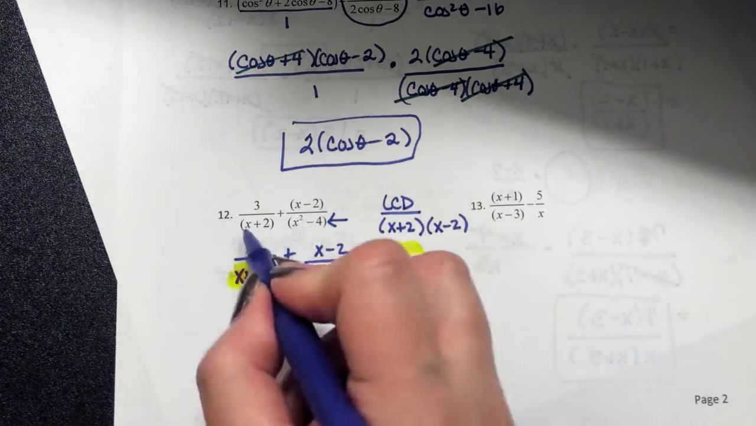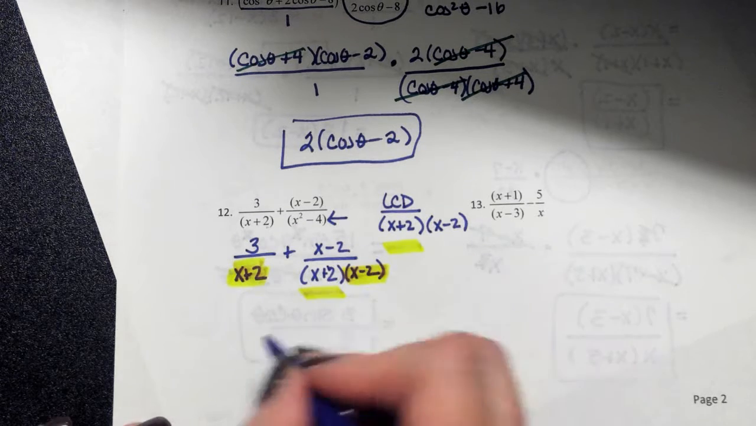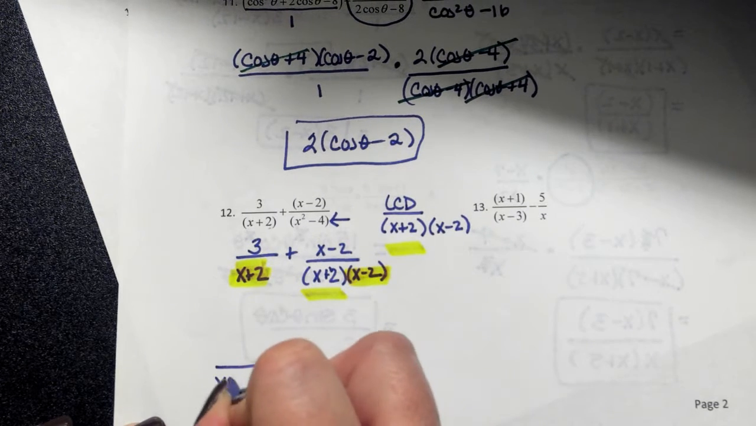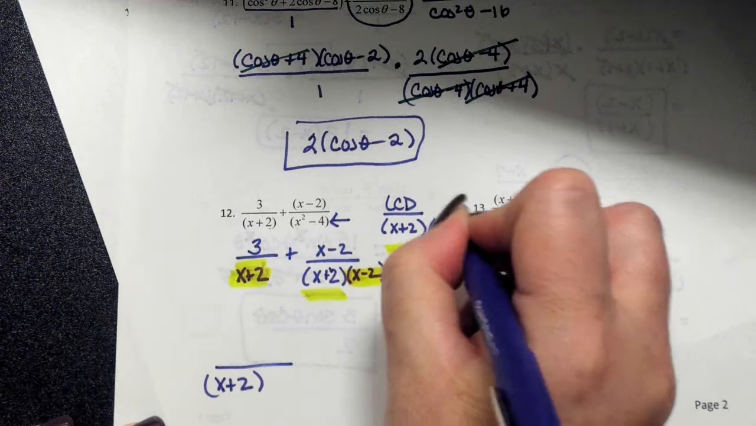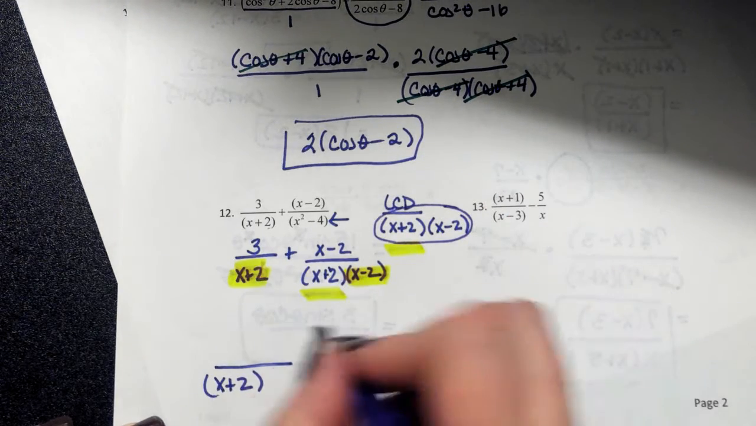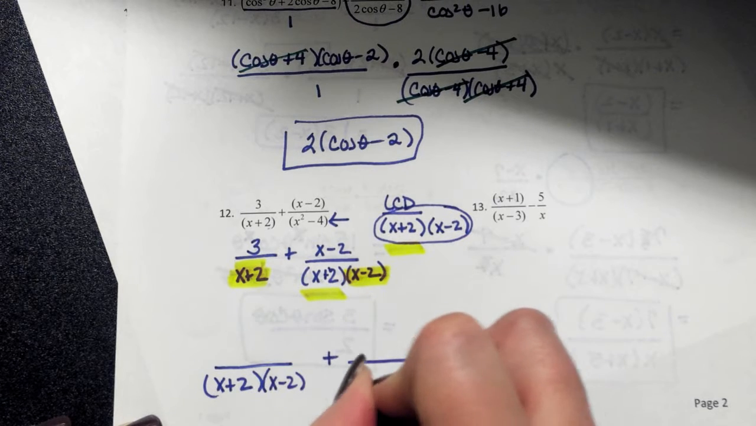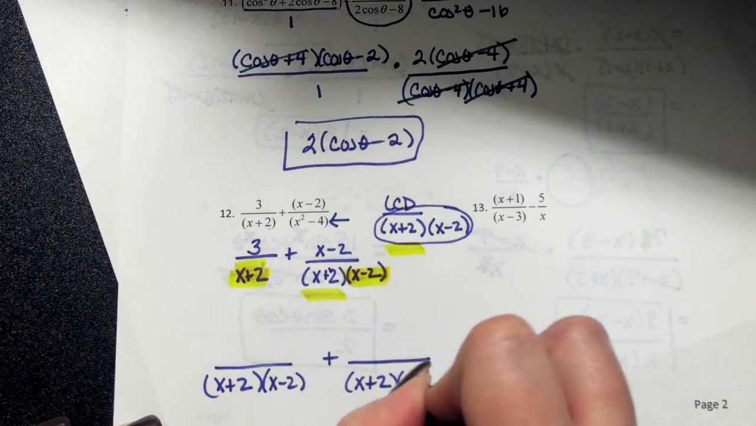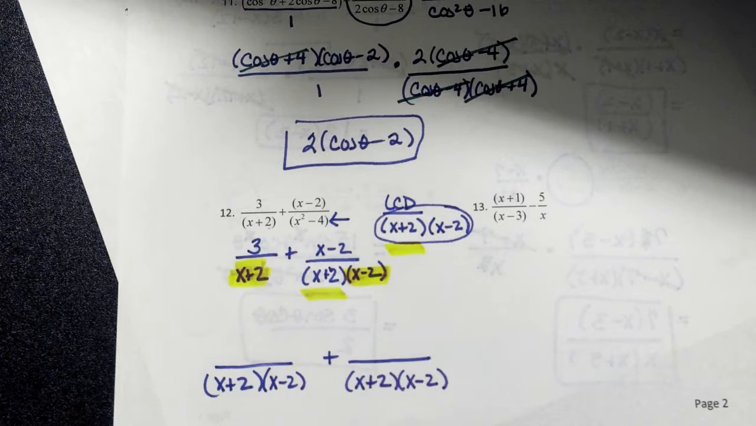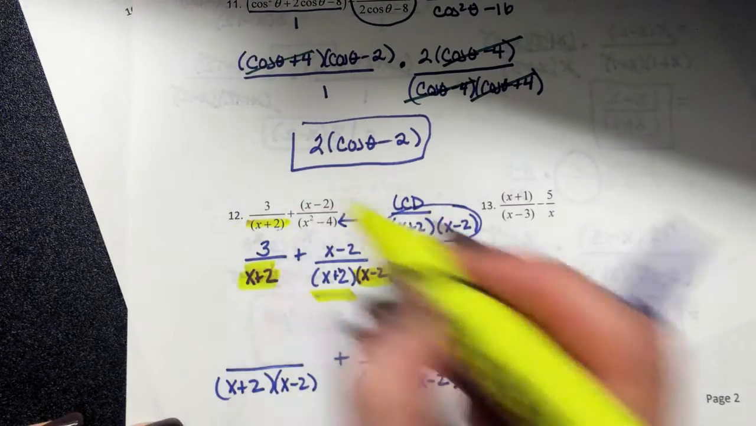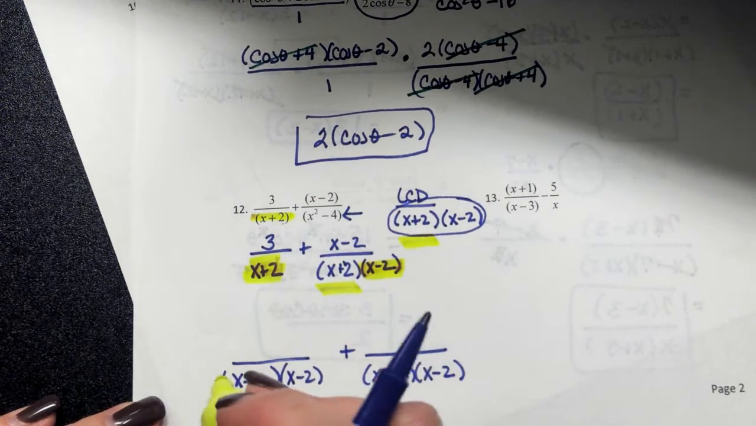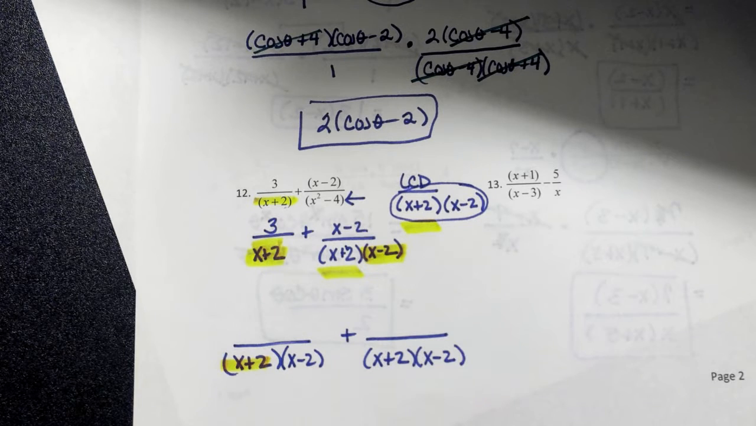So remember, in order to add fractions together, the bottoms have to be the same. So I know that the bottom of each fraction has to look like this, x plus 2 times x minus 2. So I'm going to go ahead and write what the bottom of each fraction should look like. Notice in my first fraction, I already have the x plus 2, which I already have written in what I want the bottoms to look like. What's missing, however, is the x minus 2.